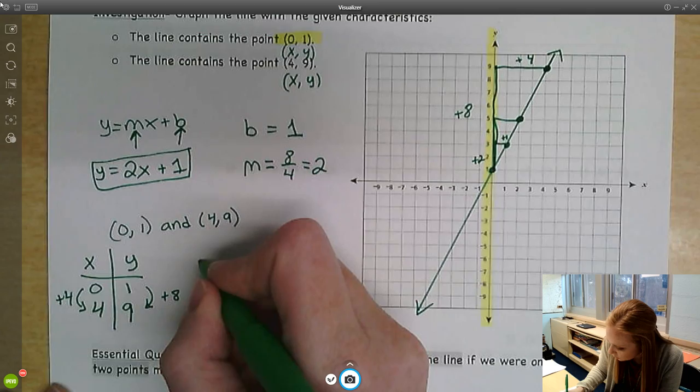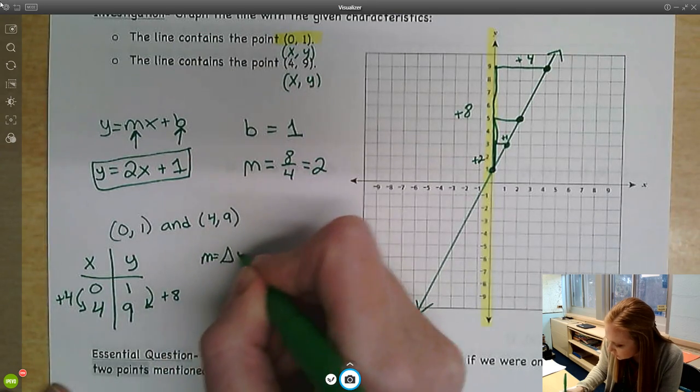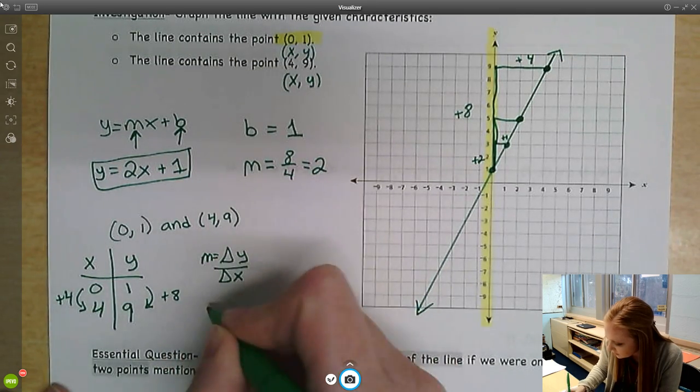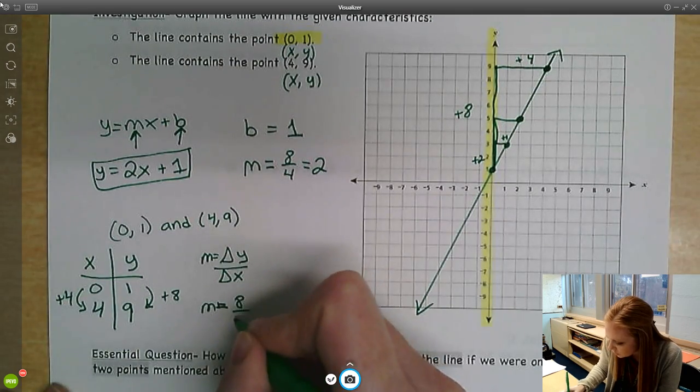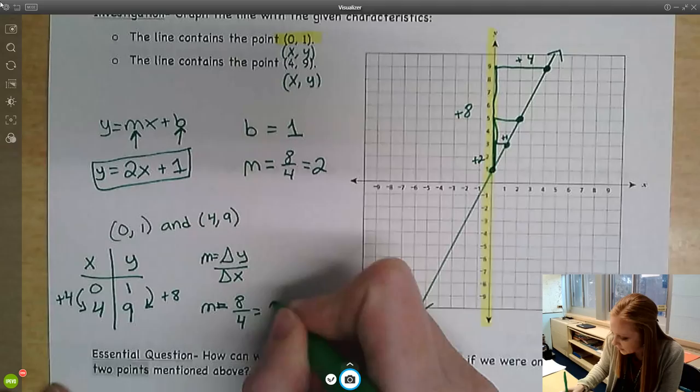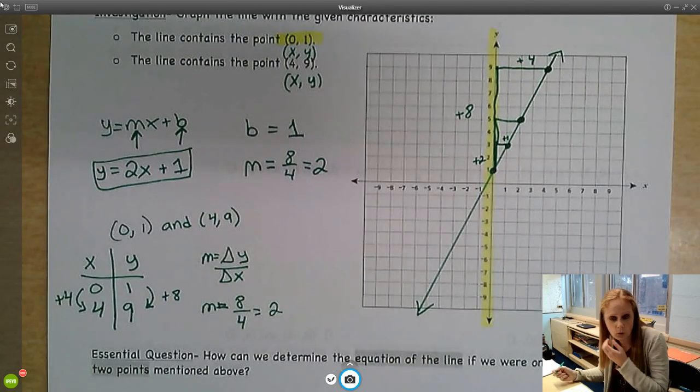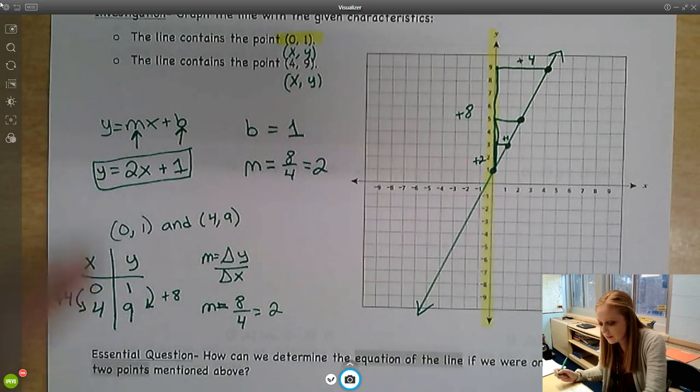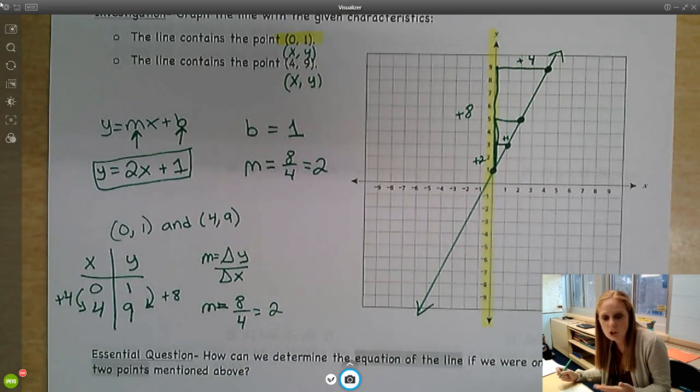Okay, so our slope is change in y over change in x. Change in y is 8. Change in x is 4. Just like we did earlier with the rise over run, 8 over 4 is 2. So that's another way to find slope, and then you'd plug it in just like we did. So we're going to do that now, where we write the equation of a line from these 2 points by finding the slope from the 2 points, finding the y-intercept from the 2 points, and not graphing at all today.